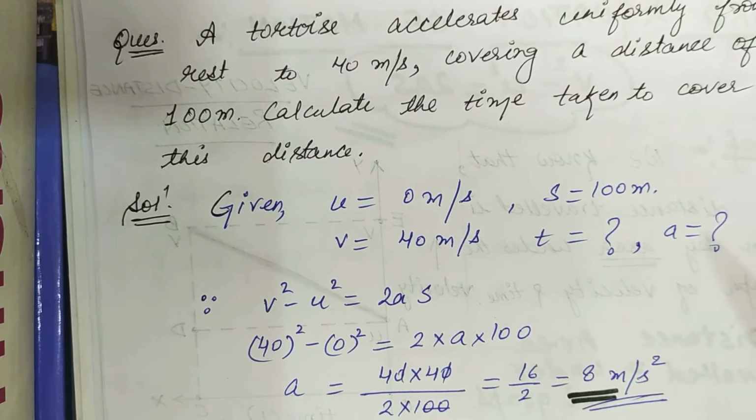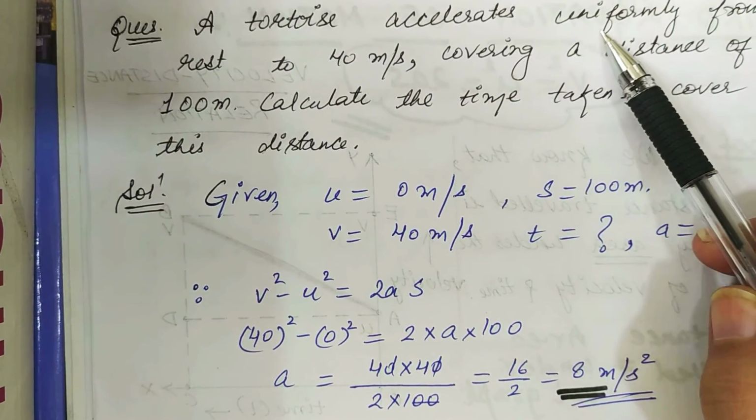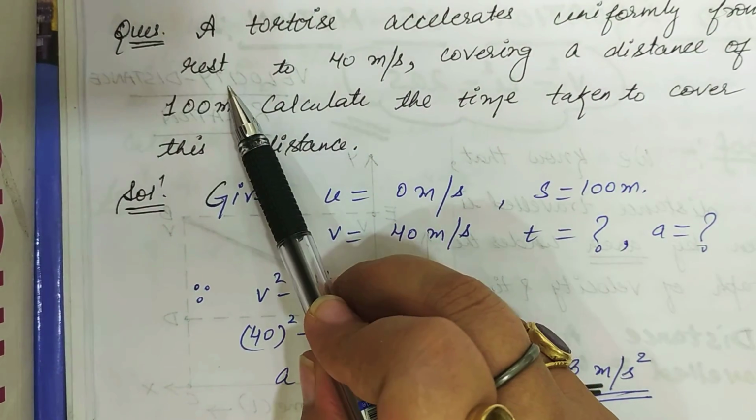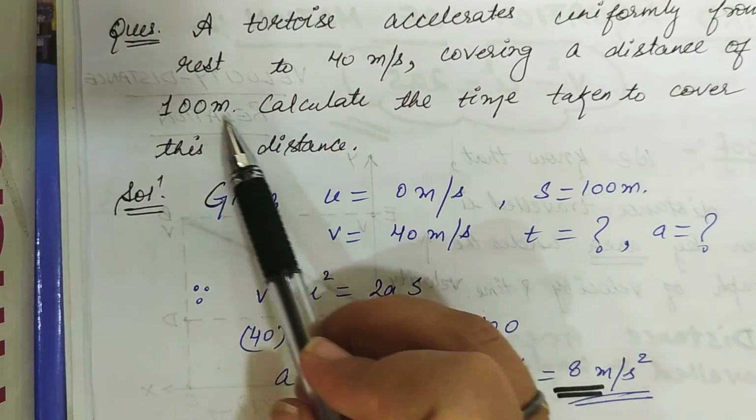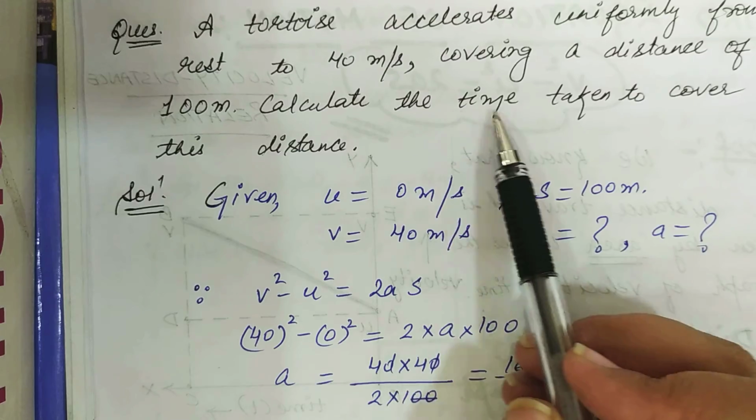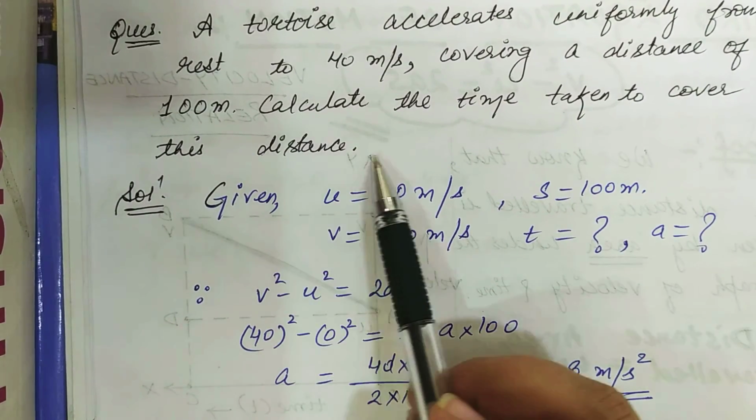So here is a numerical. A tortoise accelerates uniformly from rest to 40 meter per second covering a distance of 100 meters. Calculate the time taken to cover this distance.